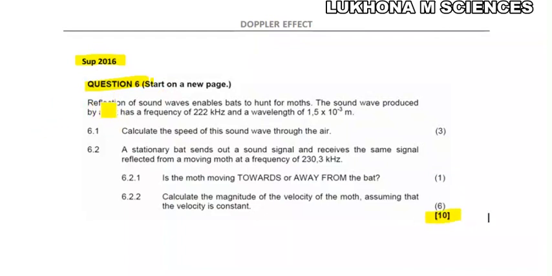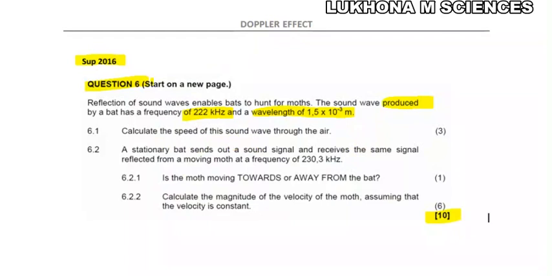The reflection of sound waves enables bats to hunt for moths. The sound produced by the bat has a frequency of 222 kilohertz and a wavelength of 1,5 times 10 to the power minus 3 meters. Calculate the speed of this sound wave.